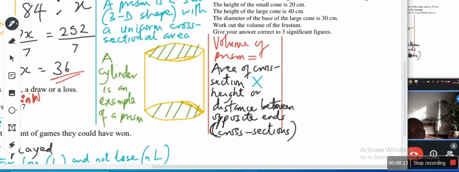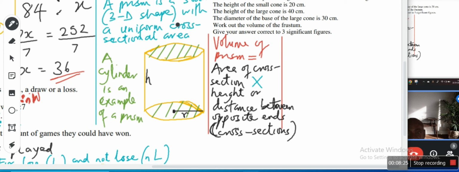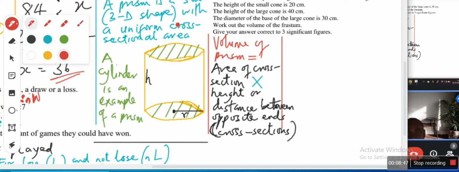Okay, so if this is a circle with radius r and the height is h, what's the volume of this prism, which of course is a cylinder? Pi r squared times h, because the area of this cross section, which is a circle, is pi r squared. The distance between the cross sections is h, so the volume is pi r squared h.